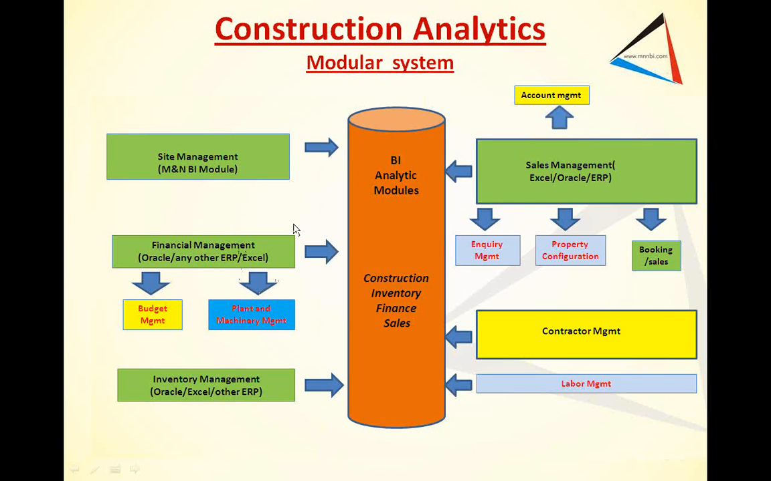Then the financial management module is the green. So the budget management module and the contractor are in process. The inquiry management and the plant and machinery and the property configuration will be made in the future. Then account management is basically how you handle the account once the order has come. Booking and sales is for the orders which have been booked.